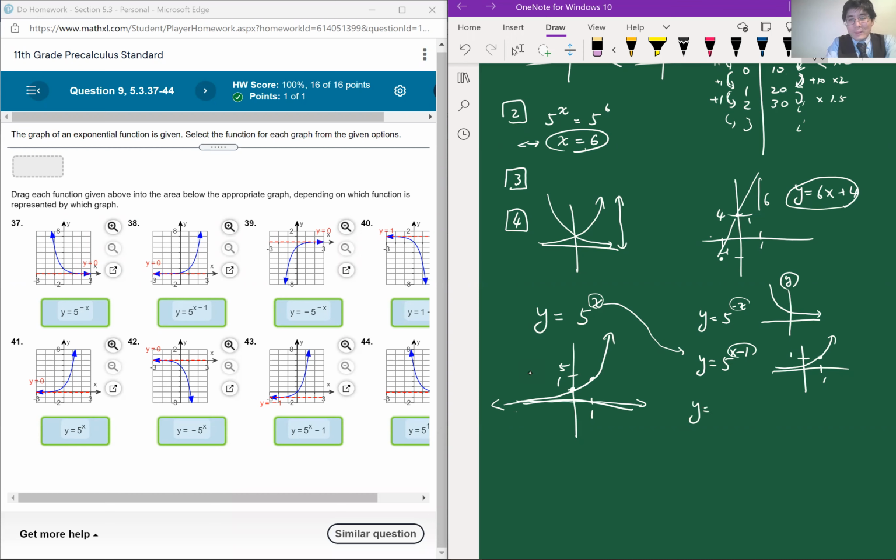Next choice, negative 5 to the power of negative x. The front negative sign here indicates there is a vertical reflection with respect to the x-axis. So you're reflecting this one with respect to the x-axis. So the graph looks like this.